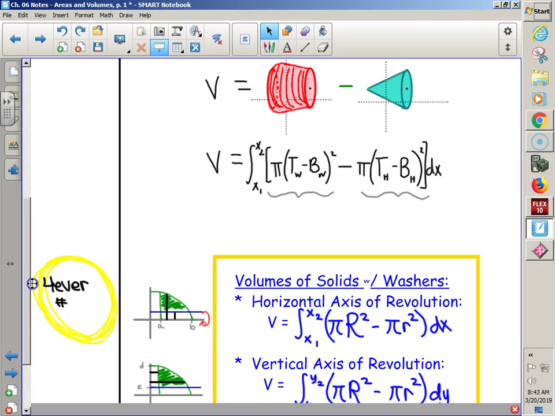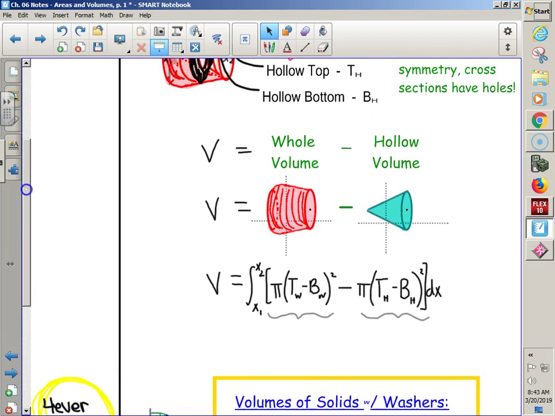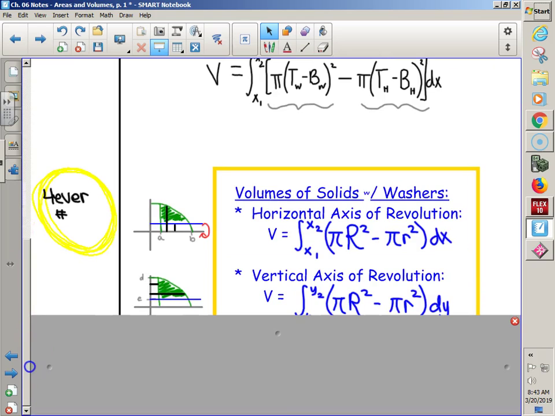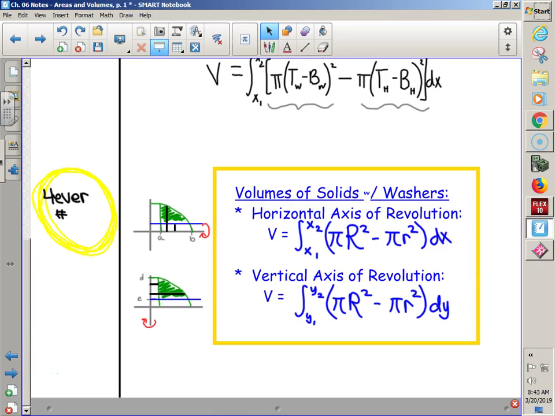And be careful. When I say whole, do I mean like donut hole? No, I mean whole thing, right? So be careful. I used to do whole minus whole, and then it was just super confusing. So it's whole minus hollow. The whole thing minus the hollow part. That's whenever we have space between the region and the axis.